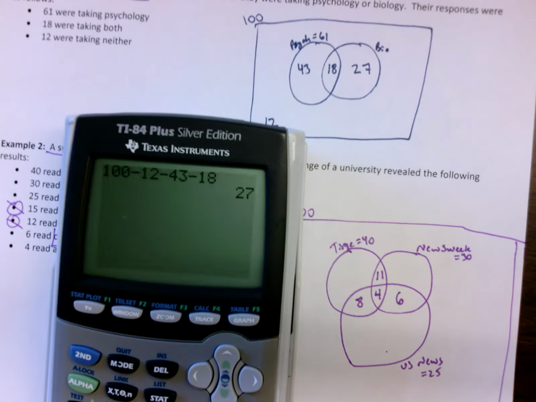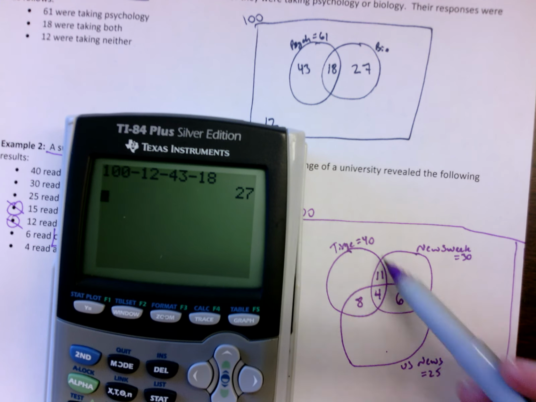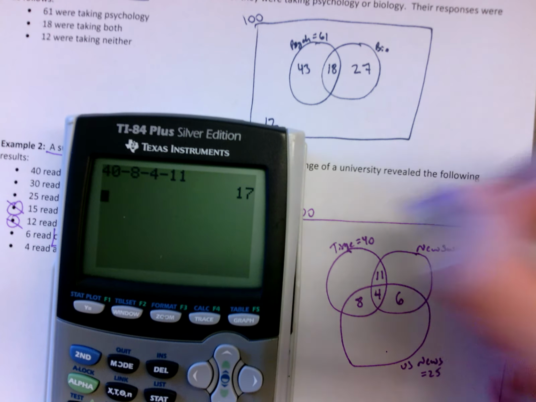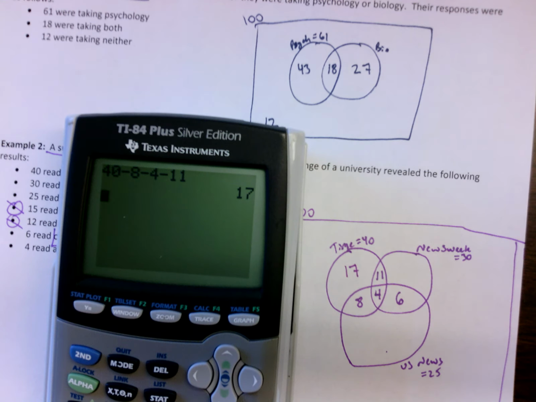So when we take a look at this guy, I can now figure out this last section, right? There's 40 people in this circle total, and right now I've accounted for a bunch of them. So if I take those 40 people that are supposed to be there and I take away the people I've already accounted for, these 8, those 4, those 11, that leaves me with 17 people left over.